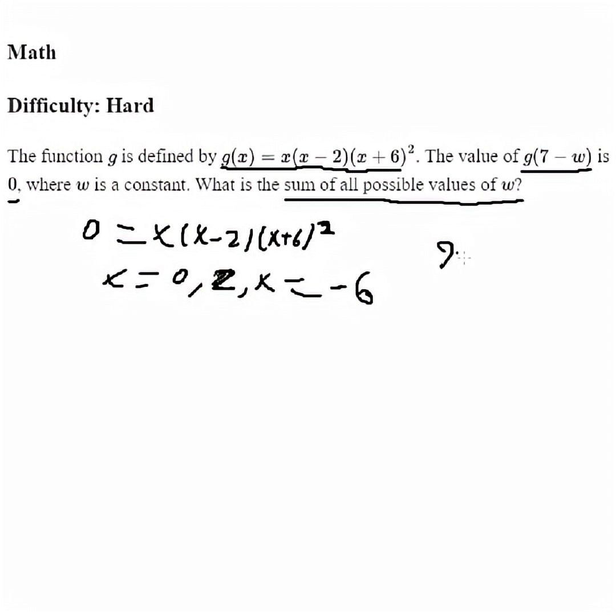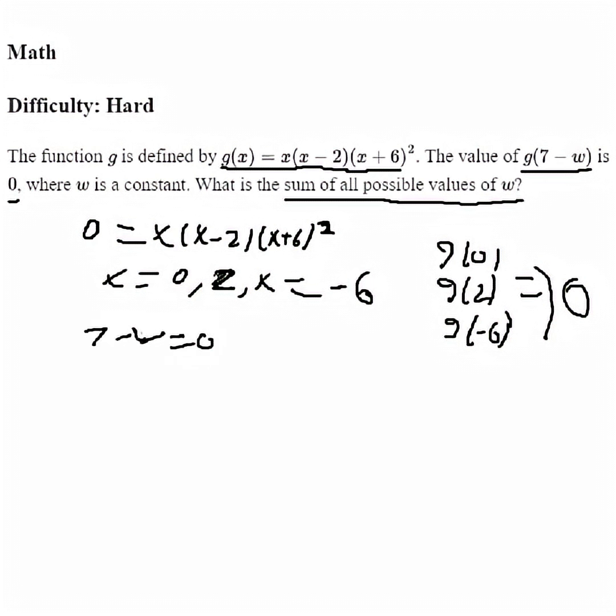So we're going to have g of 0, g of 2, and then g of negative 6, and all of these equal 0. Right, so we're going to set 7 minus w equal to each of these arguments to find all the possible values of w. So 7 minus w equals 0 first, which gives us negative w equals negative 7, and then multiplying both sides by negative 1 gives us w equals 7.